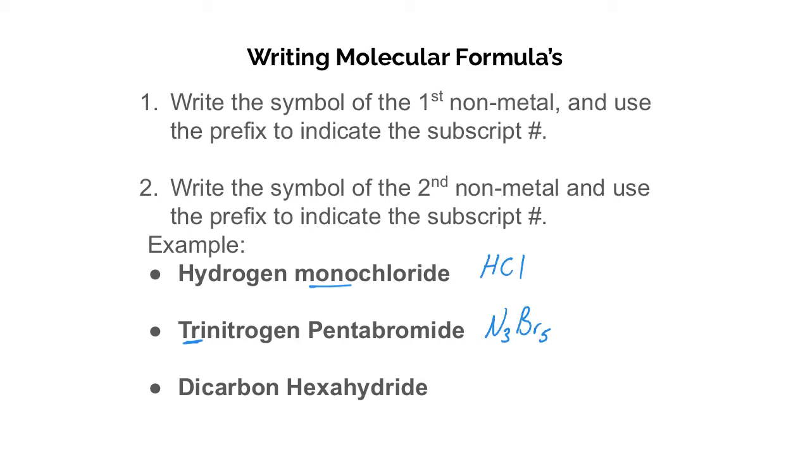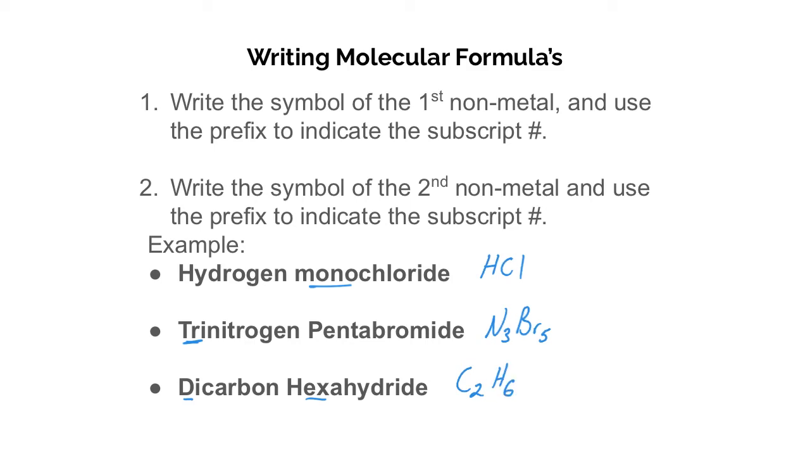Our final example on this page is dicarbon hexahydride. Di is 2, and so we have C2. Hexa is 6. So make sure to note what these prefixes are. Hydride is hydrogen, so we have C2H6.